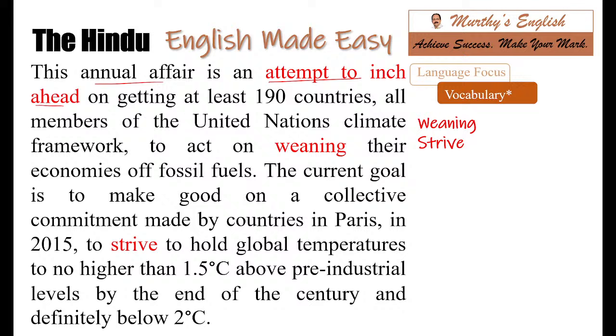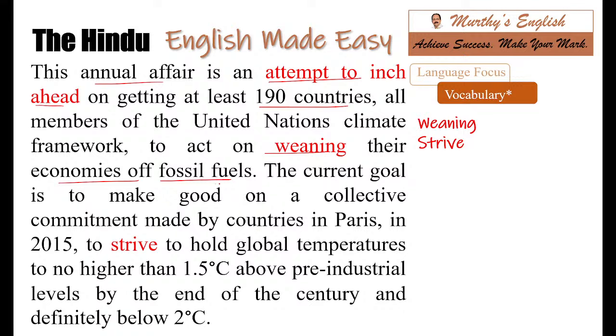Move ahead, progress. This annual affair is an attempt to inch ahead on getting at least 190 countries, all members of the United Nations Climate Framework, to act on weaning their economies off fossil fuels. What do you understand from this? Getting at least 190 countries, and all these 190 countries are members of the UN, getting to act on weaning their economies off fossil fuels means withdrawing their dependence on fossil fuels.